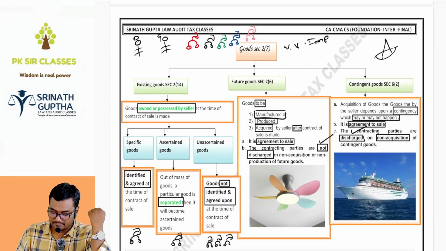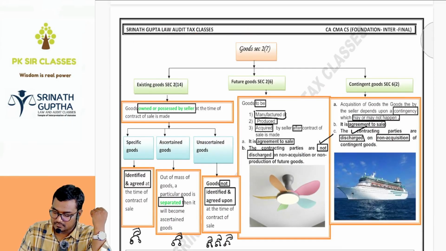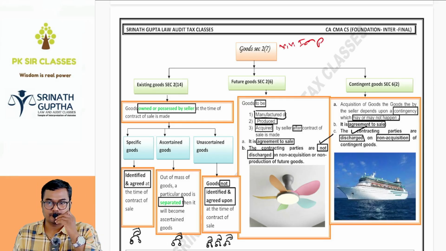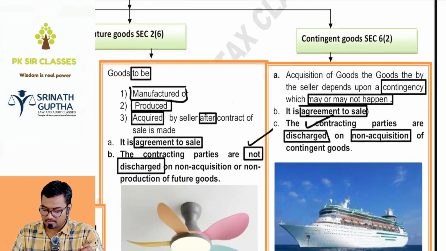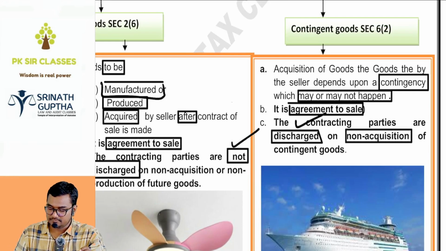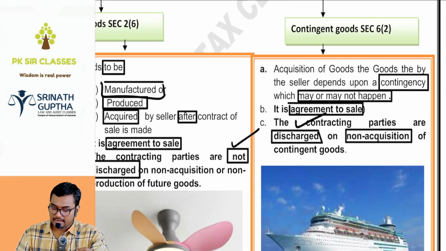Next concept is goods, and it is very important. Goods means every kind of movable property other than actionable claims and legal tender. So first one is contingent goods. Contingent goods means delivery of the goods depends upon a contingency which may happen or may not happen.